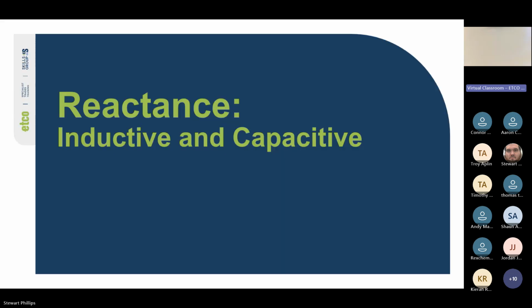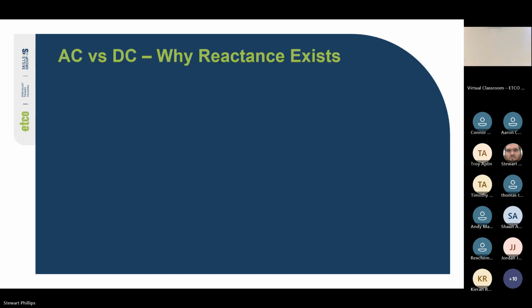Sorry, guys. So reactance. So we've looked a little bit at DC. Now we'll take a look at how alternating current, or AC, interacts with capacitors and inductors, creating reactance, and why direct current behaves differently. So, AC versus DC. Before we understand reactance, we need to take a look at how AC and DC behave differently in a circuit. Cool.